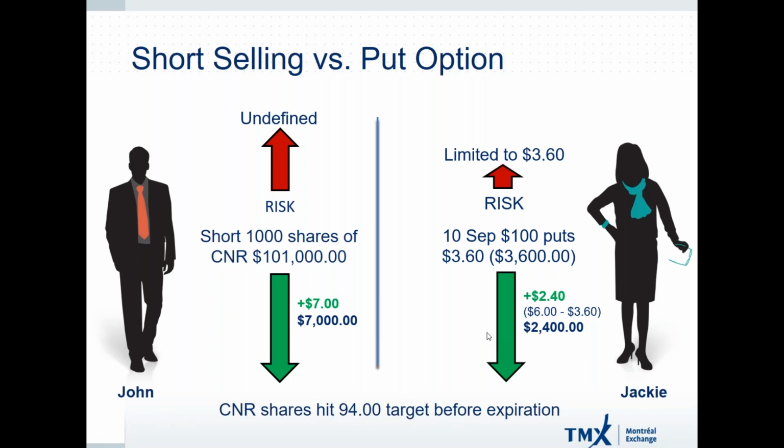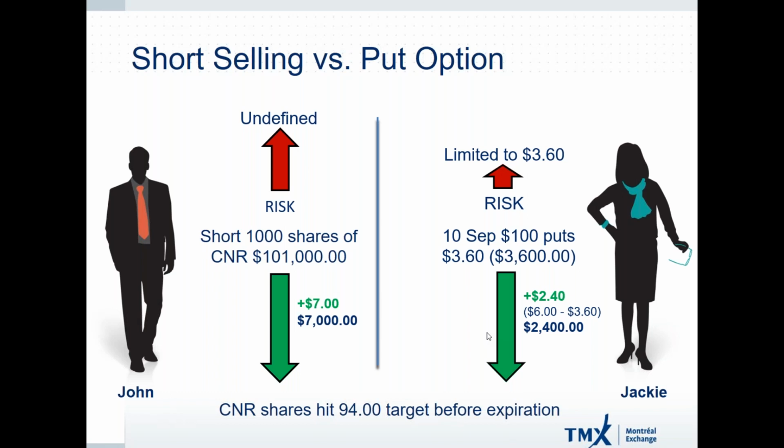But Jackie paid $3.60 per share. That at the time was time value. And so what happens is, on expiration, if the position was held until expiration, that $3.60 would have disappeared, leaving only what we would refer to as the intrinsic value of the option contract, which is the $6. So the profit would ultimately be $2.40, or $2,400.